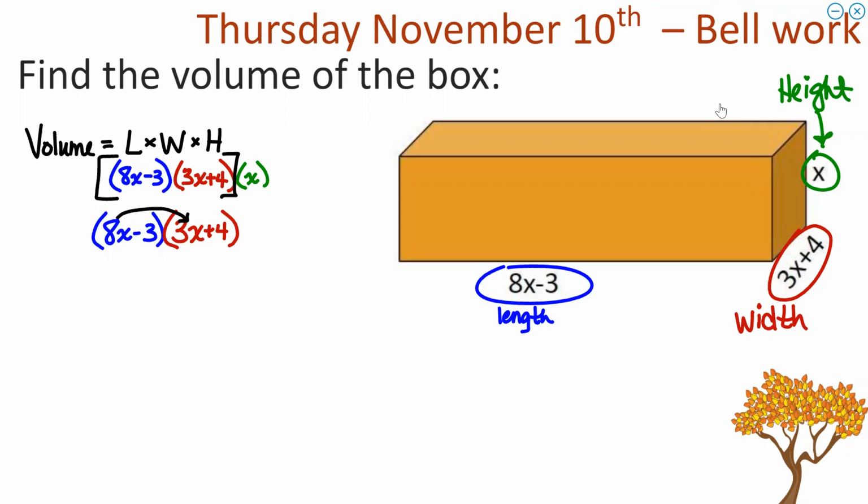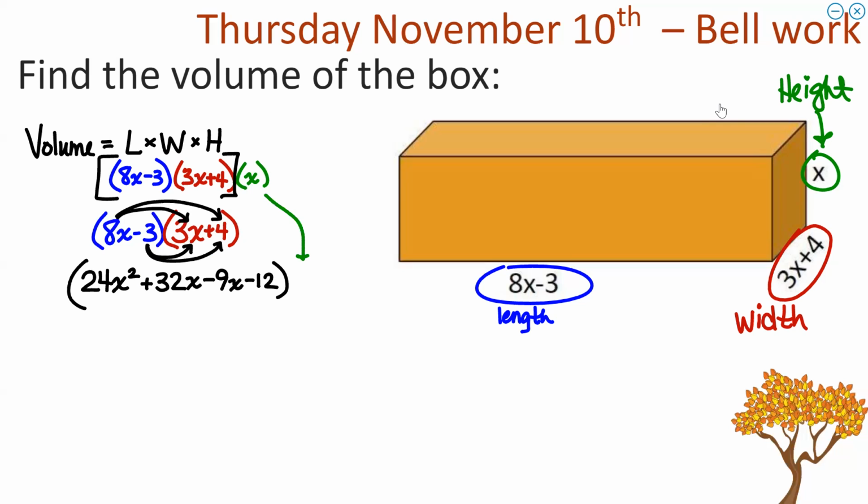All right, 8 times 3? 24. So this is going to be 24 what? X squared. And then I have to distribute here. What is 8 times 4? 32. So plus just 32? 32x. Then I have to take my negative 3 and distribute that as well. What is negative 3 times 3x? Negative 9x. And negative 3 times 4? Negative 12. Perfect. All right, so there's that.